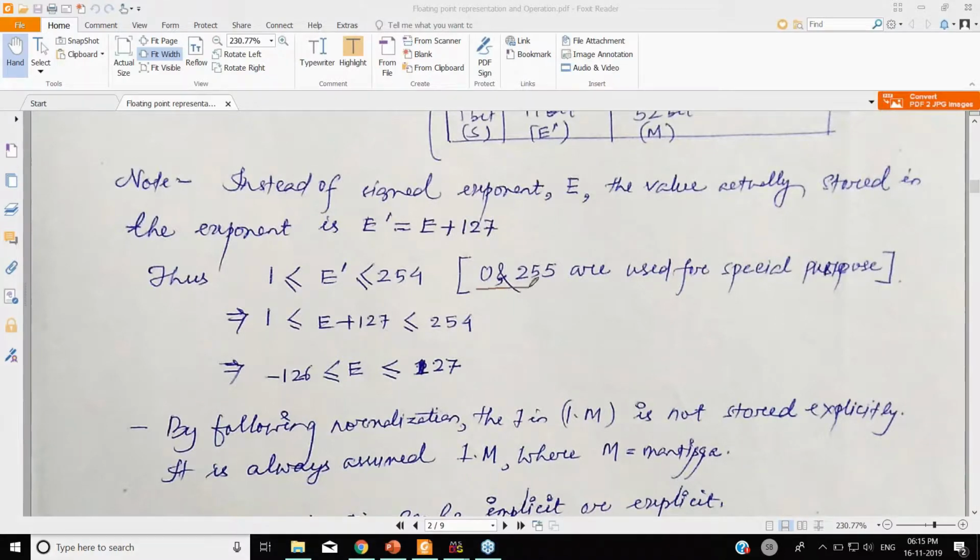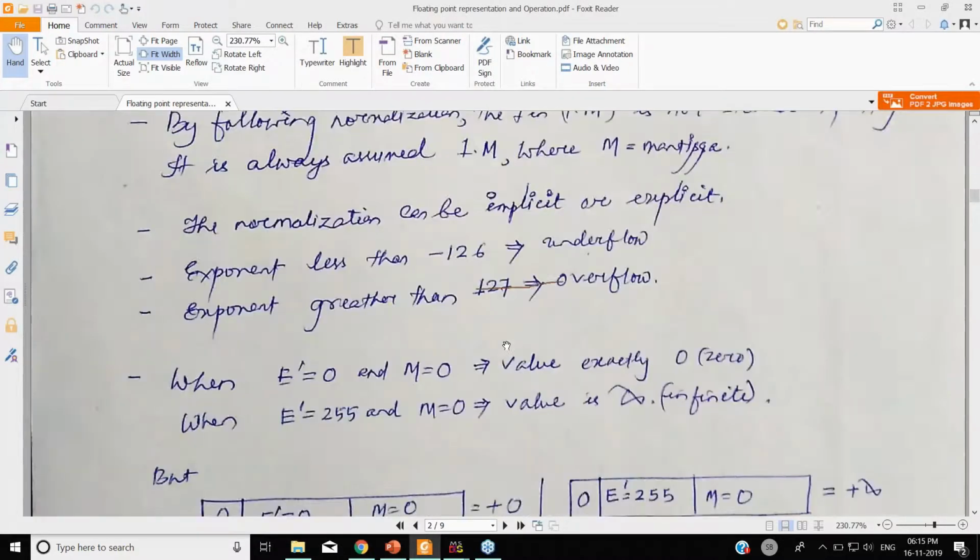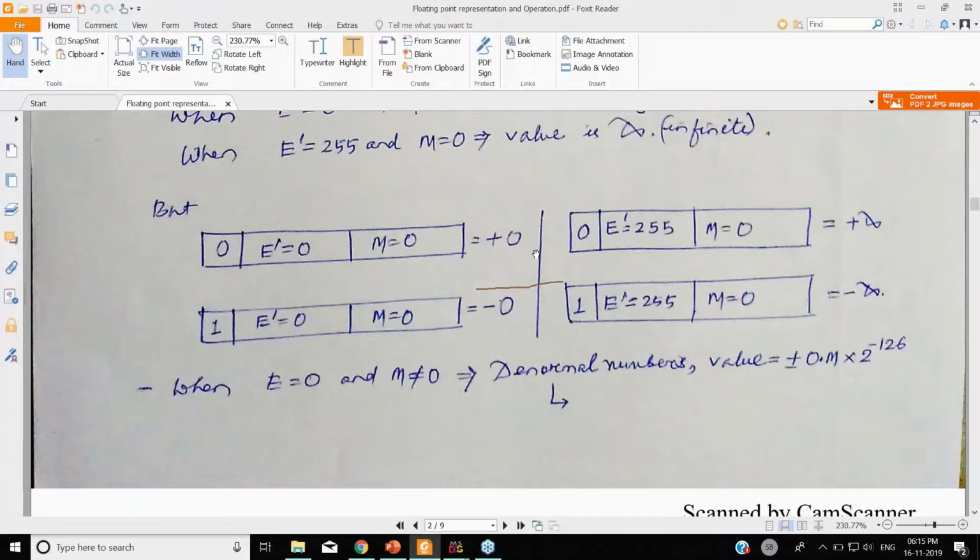Here 0 and 255 are knowingly reserved. Let us go and see why. It is reserved to represent the value of 0 and infinity. If the exponent is all 0 and the mantissa is also all 0, we call it a 0. If the sign bit is 0, it is a positive 0. If the sign bit is 1, it is a negative 0. So interestingly, a floating point number has two representations of 0: a positive 0 and a negative 0.